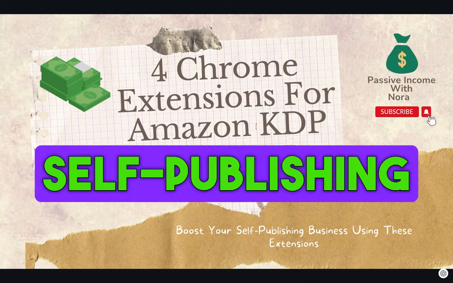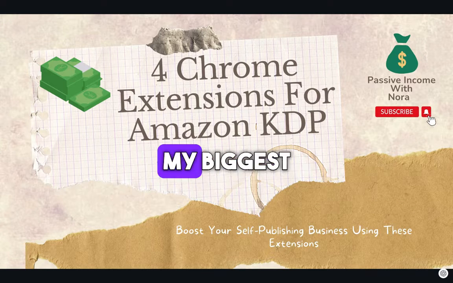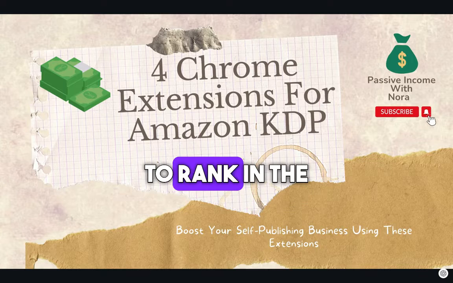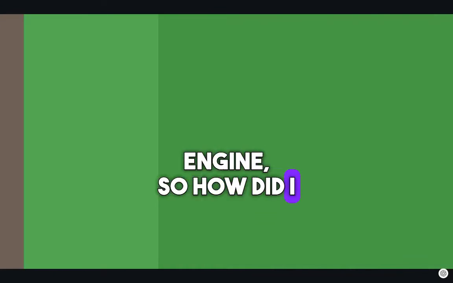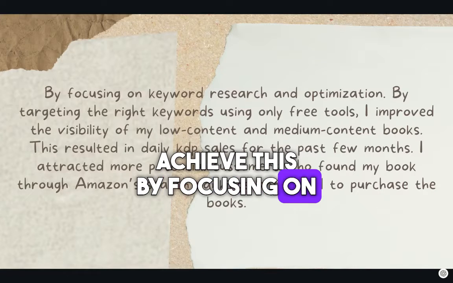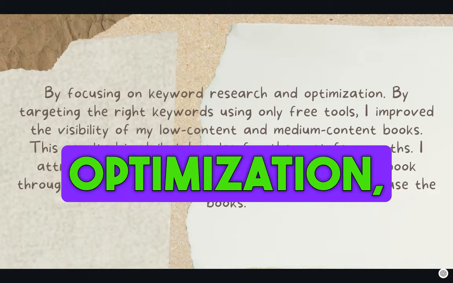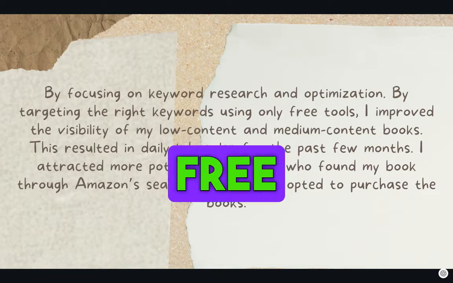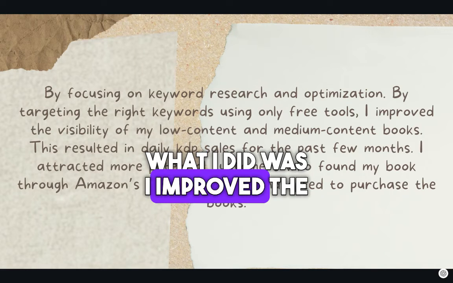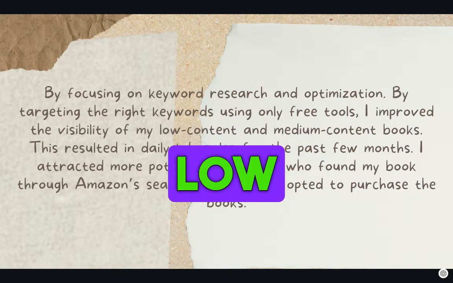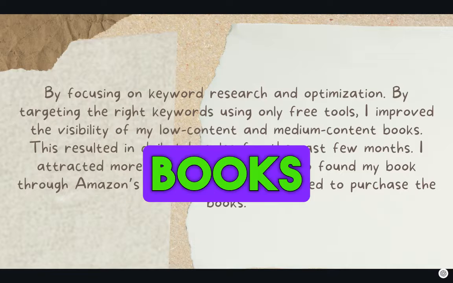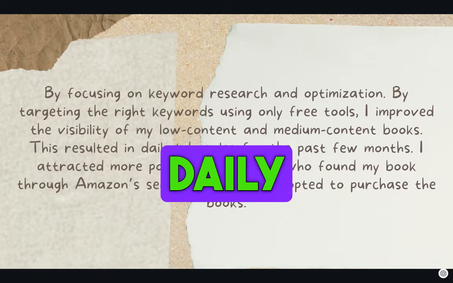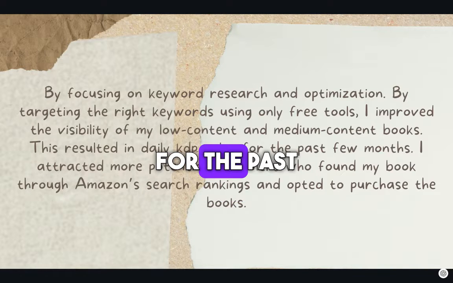As a self-publishing author on Amazon KDP, my biggest goal was to get my books to rank in the search engine. So how did I achieve this? By focusing on keyword research and optimization. By targeting the right keywords, using only free tools, I improved the visibility of my low content and medium content books, and this resulted in daily KDP sales for the past few months.